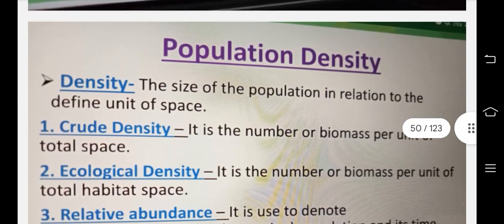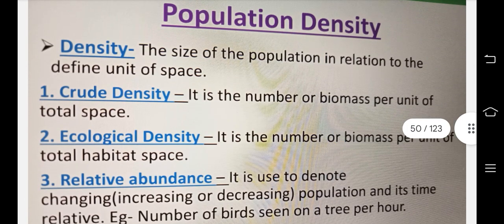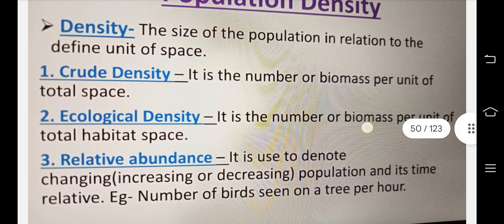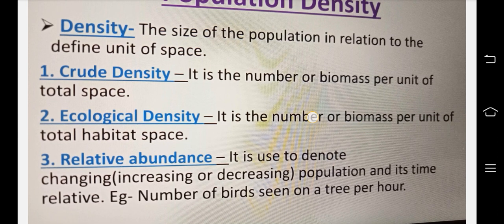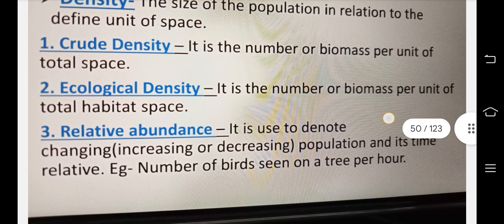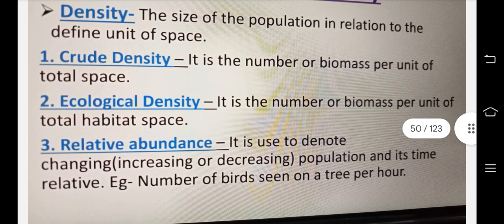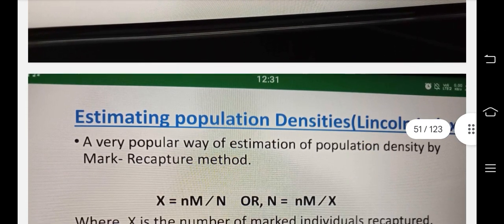Population ecology, a really quick review. Density is the size of a population in relation to a definite unit of space. Crude density is the number or biomass per unit of total space. Ecological density is biomass per unit of habitat space. Relative abundance: changing population and its time relative, for example the number of birds seen in a tree per hour.